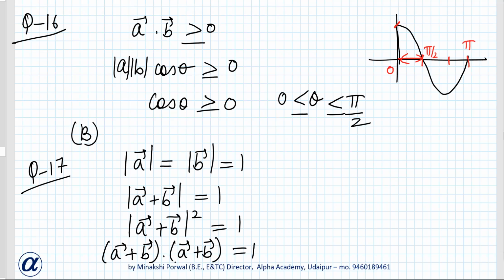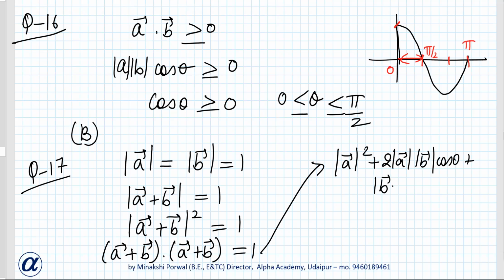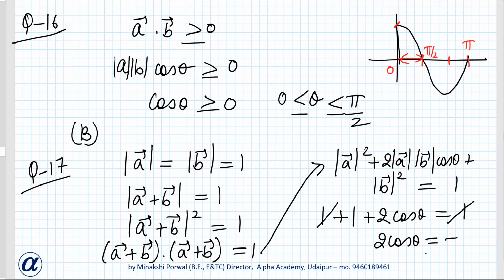After expanding, we can write it this way: mod of A square plus 2 mod A mod B cos theta plus mod of B square equals 1. Magnitude of A is 1, magnitude of B is 1. So it is 2 cos theta equals minus 1, since 1 and 1 cancel. Cos theta equals minus 1 by 2.